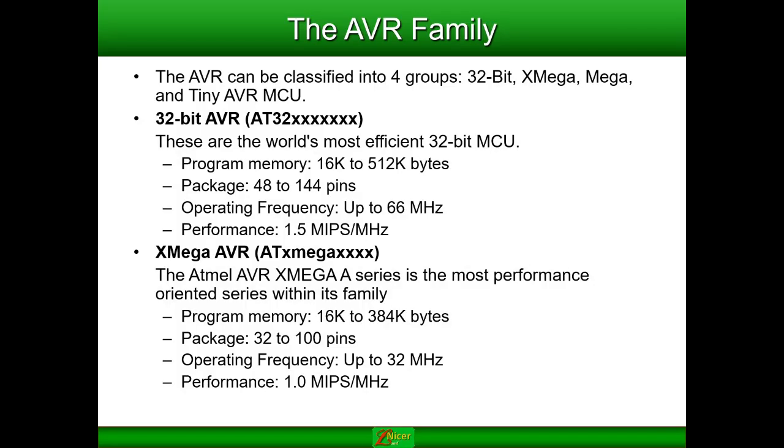So then we have our XMega AVR. The Atmel AVR XMega A series is the most performance-oriented series within its family. The program memory is 16K to 384K bytes. Package is from 32 to 100 pins. Operating frequency is up to 32 megahertz. So not the best frequency, but the best performance out there.